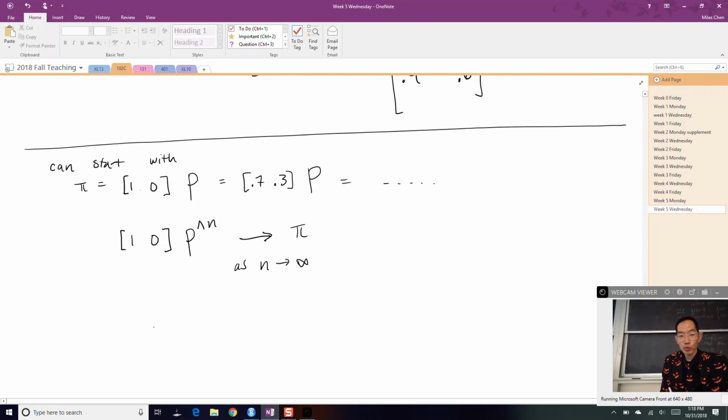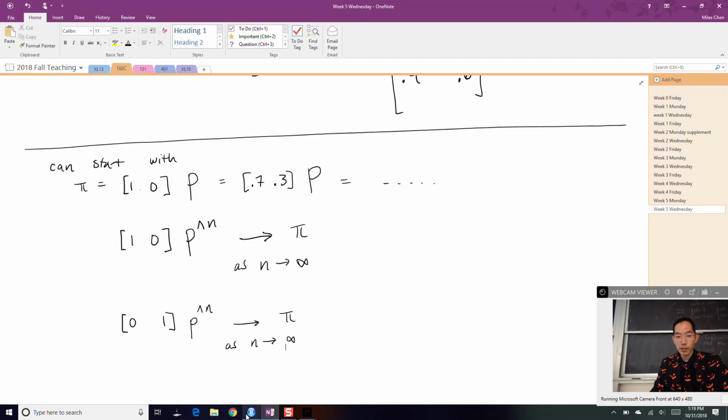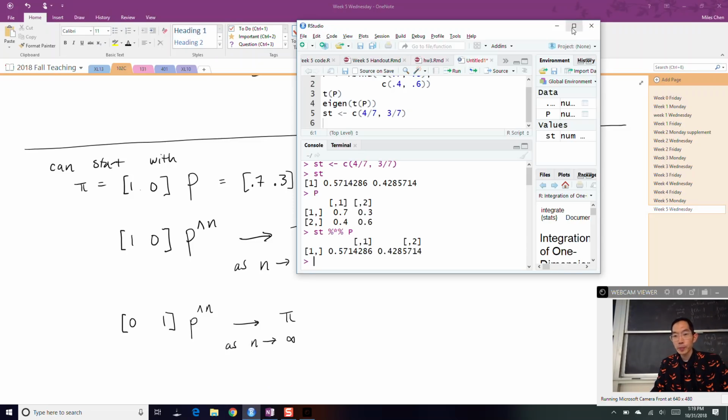All right, and it's really any distribution. So I can start off with 0, 1, the opposite. As I raise P to the n, this will also converge as n goes to infinity. So no matter what starting point, if you keep applying P to the distribution, it's going to converge to its stationary distribution. Right? So let me just kind of demo that here.